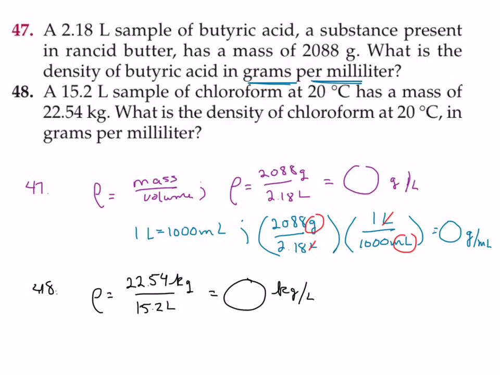So the other one, you notice we have kilograms per liter. And again, we want grams per liter. So what's the relationship between kilograms and grams? 1,000 grams equals 1 kilogram.